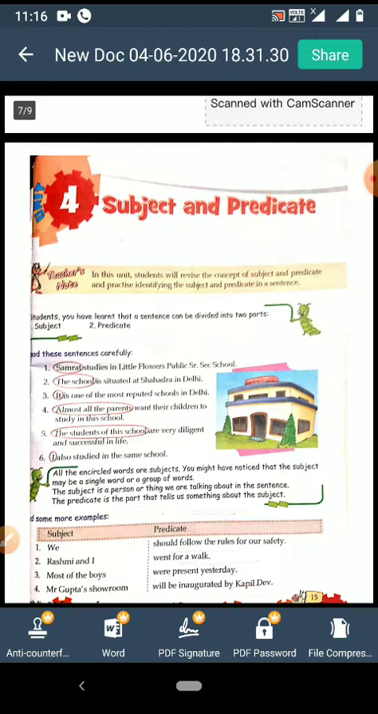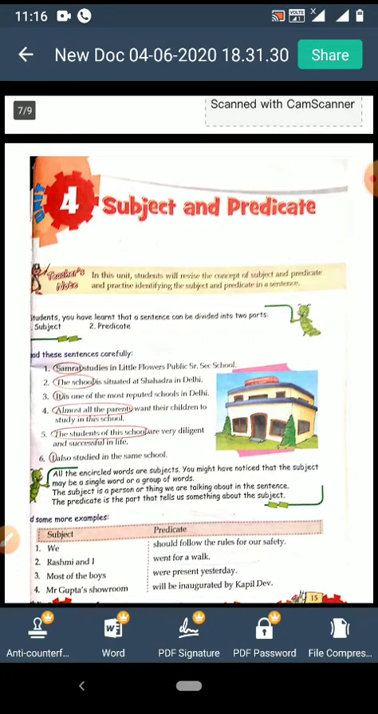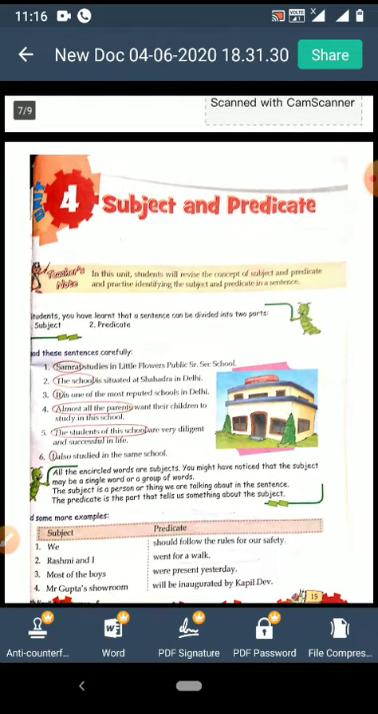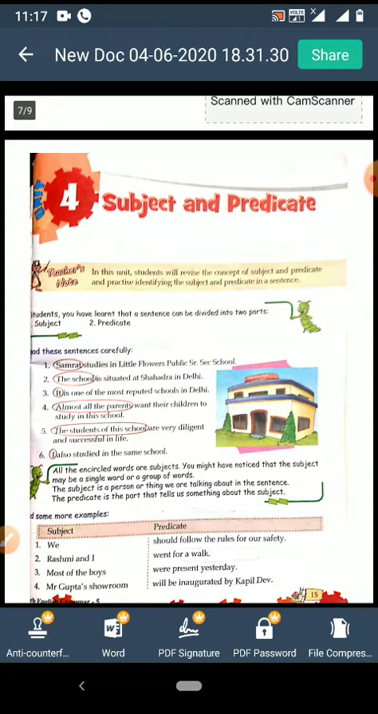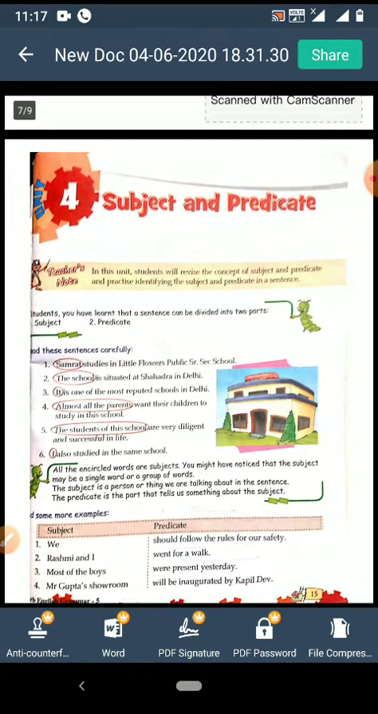Now, how do you know that Samrat is the subject? To identify a subject in a particular sentence, you have to frame a question in your mind with who or what. So, here we are talking about Samrat. So, we'll frame a question. Who studies in Little Flower Public Senior Secondary School? The answer would be Samrat. So, Samrat is the subject in this sentence, while the rest of this sentence, that is, studies in Little Flower Public Senior Secondary School, is the predicate.